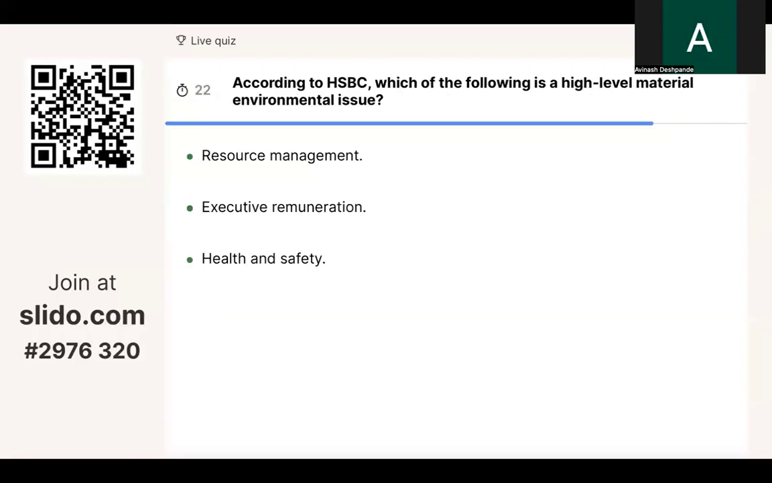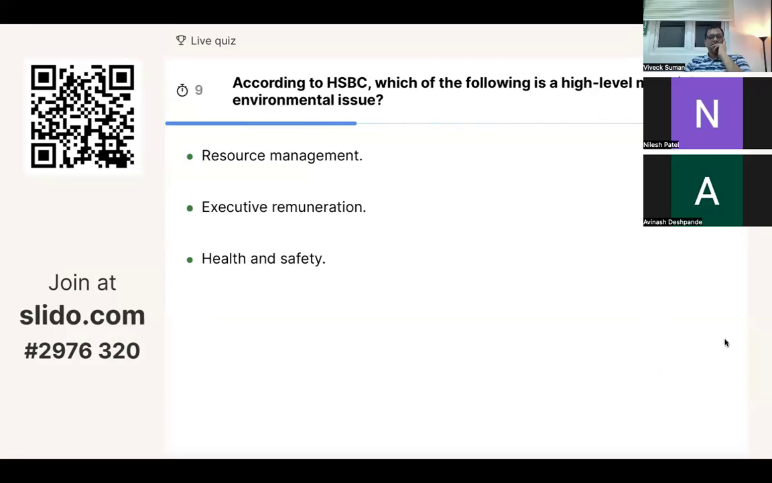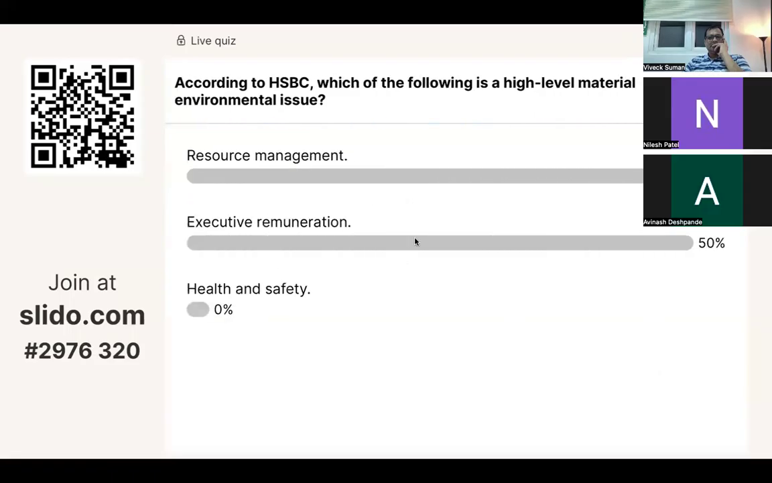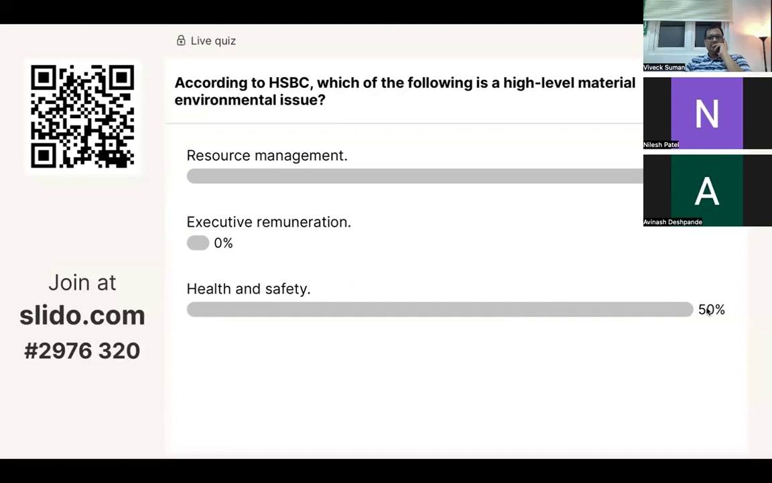According to HSBC, which of the following is a high-level material environmental issue? Resource management, executive remuneration, or health and safety. The correct answer is resource management. According to HSBC, the high-level material environmental issue is resource management.